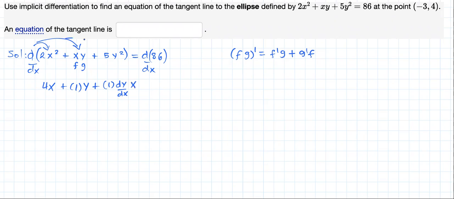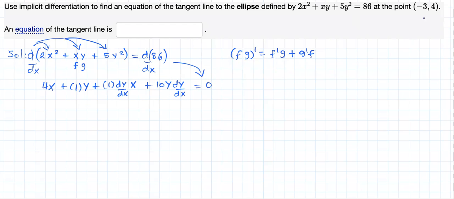Great. Next, the derivative of 5y squared. Here, the derivative should be 2 times 5, 10, times y, but since we are taking the derivative with respect to x, we have to multiply this by dy/dx. Great. The derivative of the constant function 86 is just 0.